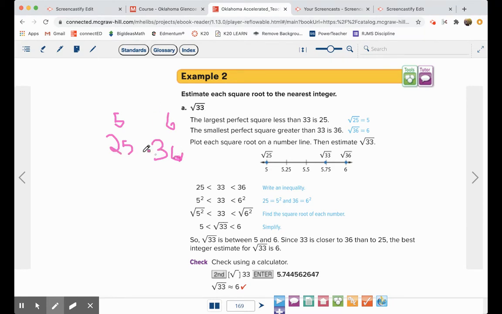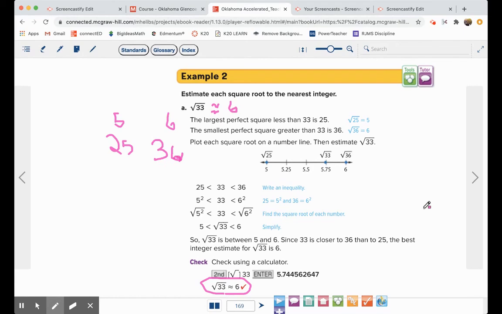So all you do is you look at which one it's closer to. 33 is closer to 36. So our answer is going to be approximately 6. Now, how do you write approximately? It's little squiggles. If you look down here, you can see what it looks like. Little squiggles, okay? That means approximately, not exactly, but close to 6. And that would be your answer. That's all you do on this. You're not plugging this in the calculator. You're just estimating what it's close to.